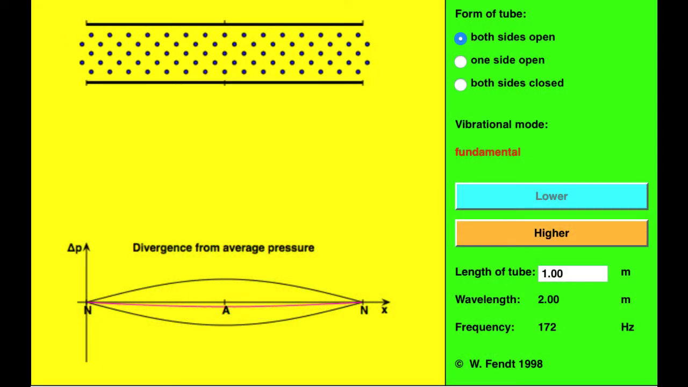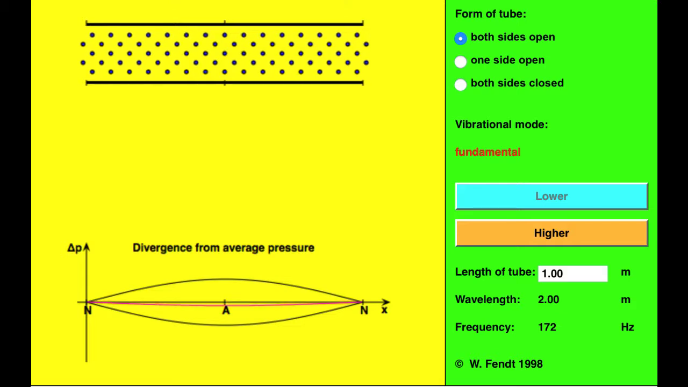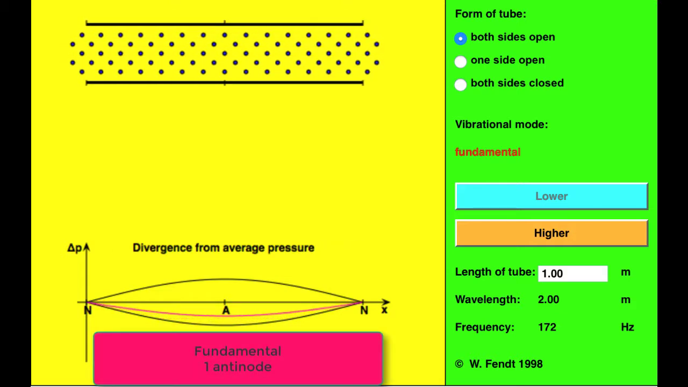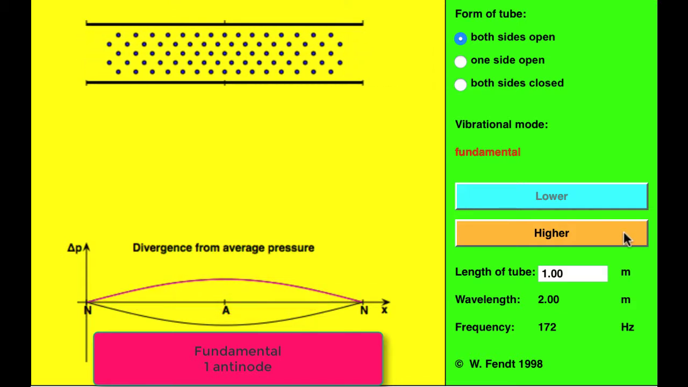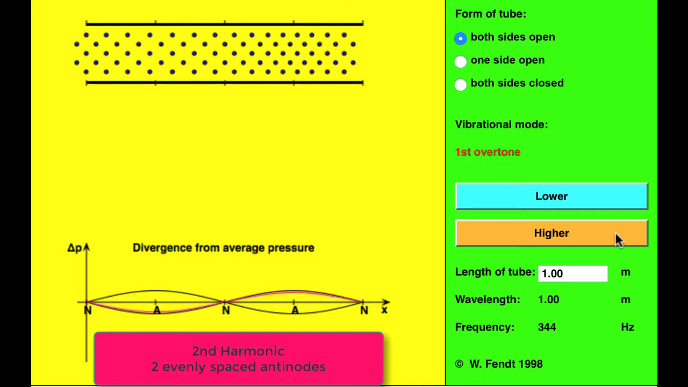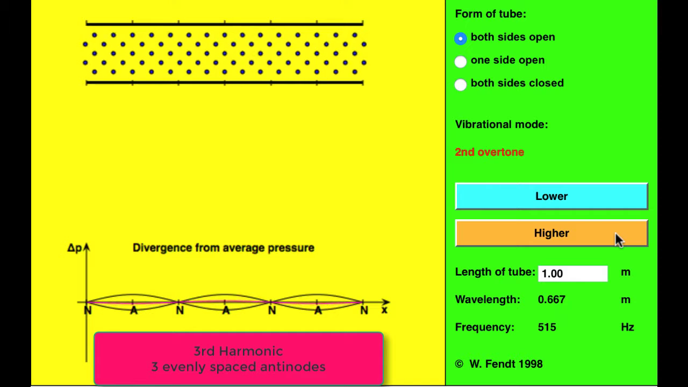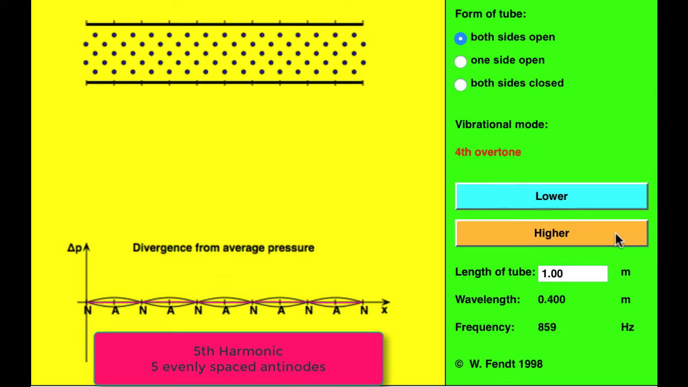One more thing regarding a tube open at both ends. Just like a string has many harmonics, so does a tube open at both ends. We have here the fundamental frequency. You can look at the top diagram or the bottom curve. This would be the second harmonic, the third harmonic with 3 antinodes, fourth harmonic with 4 antinodes, the fifth harmonic with 5 antinodes, and so on.